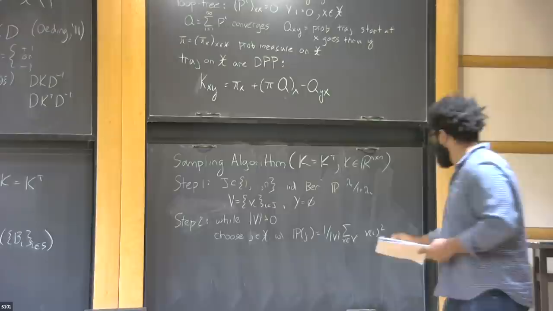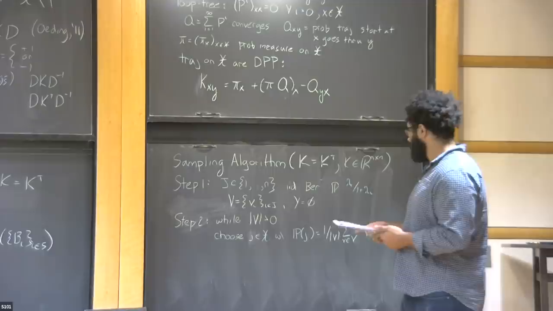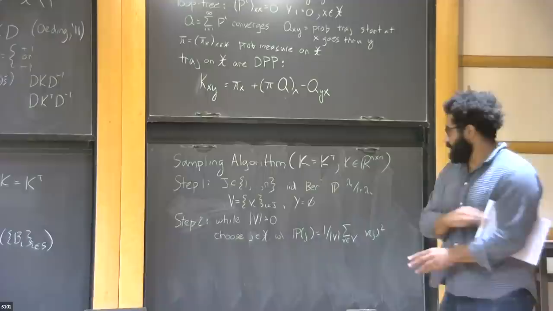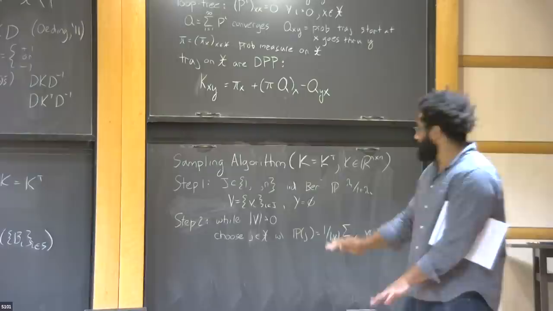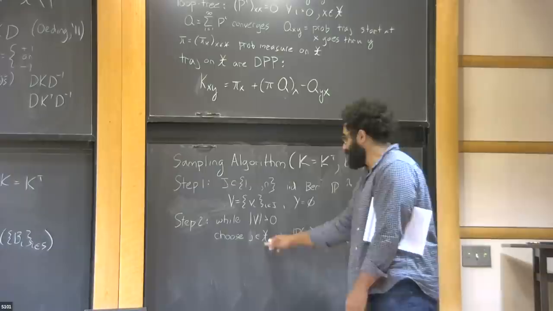I want to go over this again. Capital J is a subset of the eigenvectors. It has nothing to do with the coordinates. The game we're playing here is choosing the eigenvalues we want active, which is unrelated to Y. That's why I'm using these indices for J and X for the others, to show that they're different, even though you could think of them as the same. I want to stress that they're different.